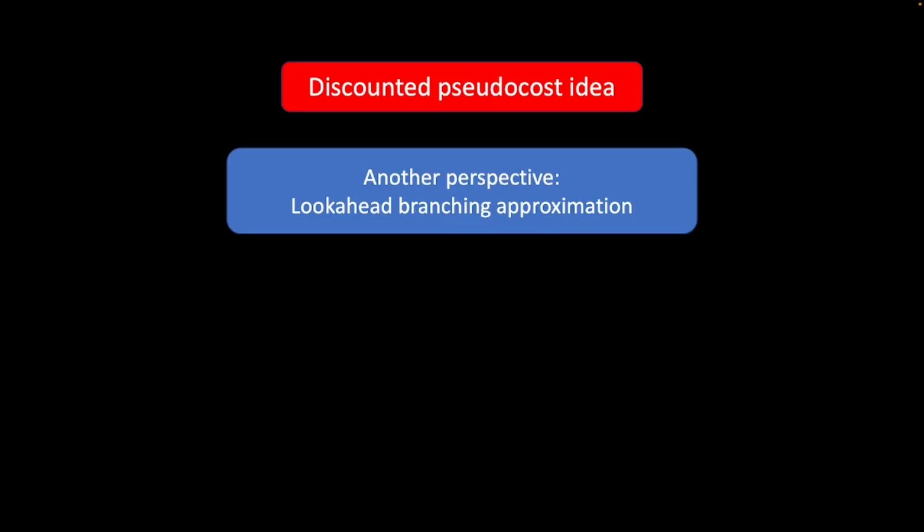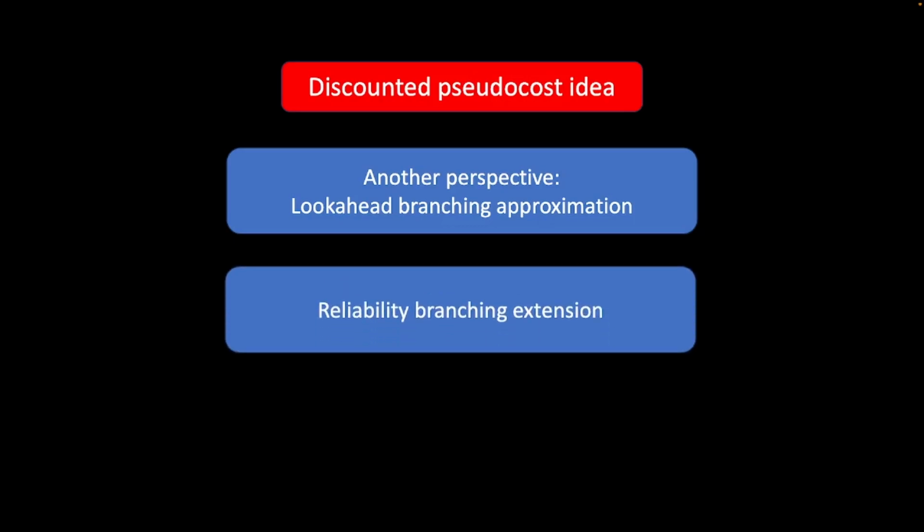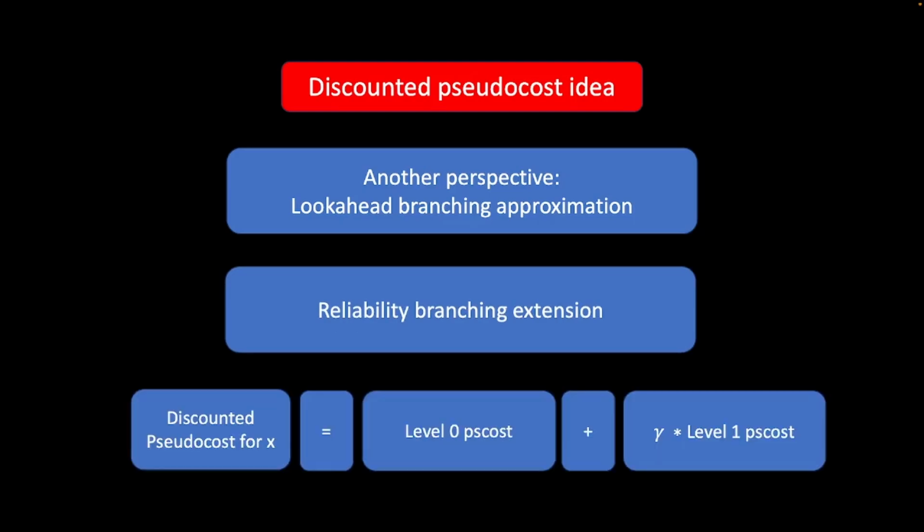The second thing is that the current state of the art is not really pseudocost. It is either hybrid branching or reliability branching, and hybrid branching also includes reliability branching as part of the equation. So we actually have to extend this to reliability branching, and there are some problems. Let me describe one. Our discounted pseudocost is the level 0 pseudocost plus gamma times the level 1 pseudocost. Both of those make up the entire discounted pseudocost.